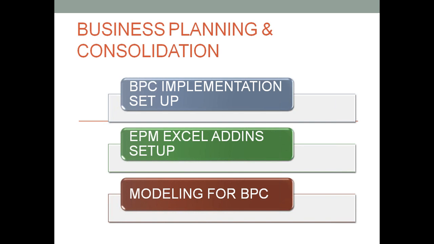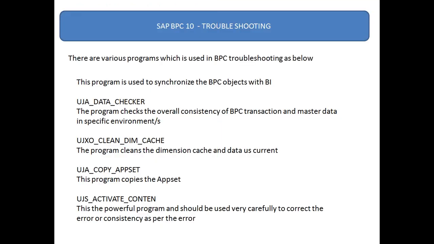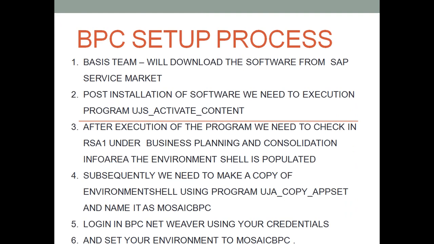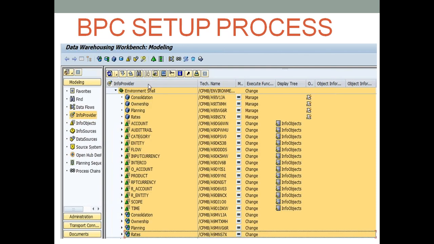BPC implementation setup, EPM Excel add-ins, modeling, and these are the troubleshooting programs I will use if I have any problems. How does the BPC setup start? It starts with Basis stream, and post installation we have to run some programs. After that we have to structure. This is my CPM. If you see this, it's the environment shell which comes with the standard.